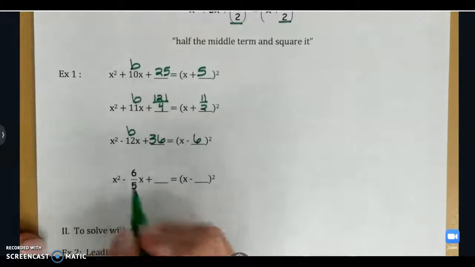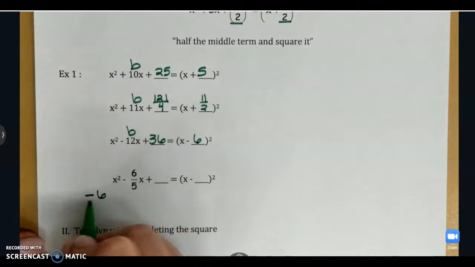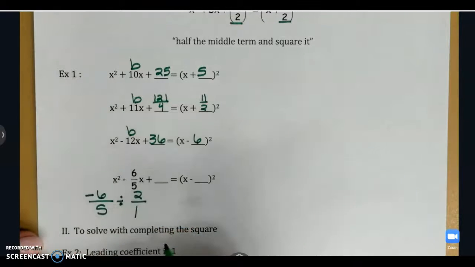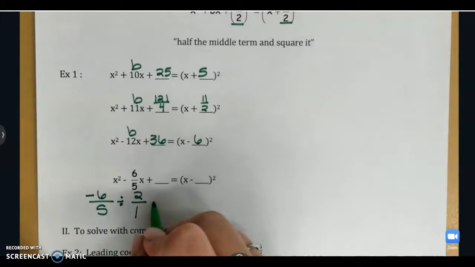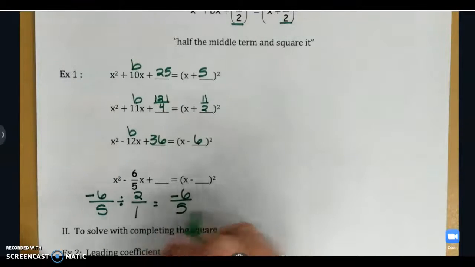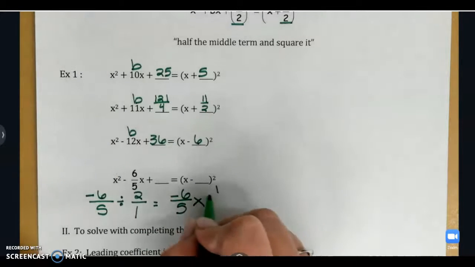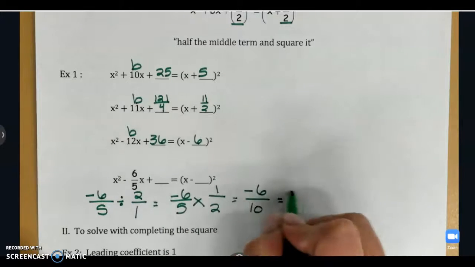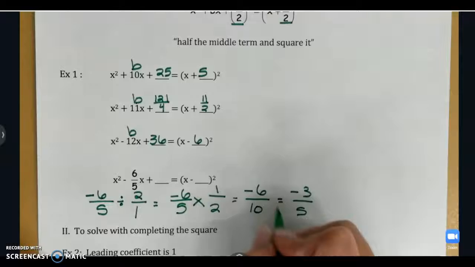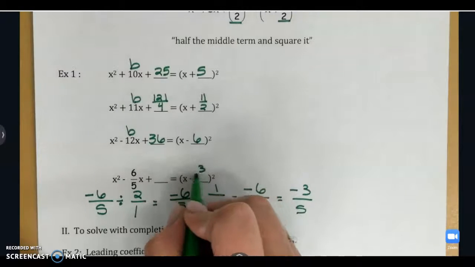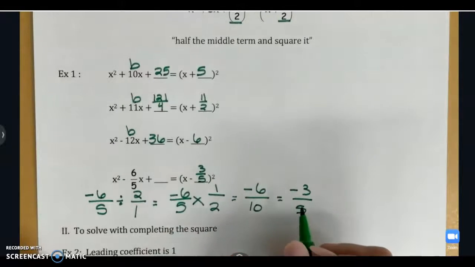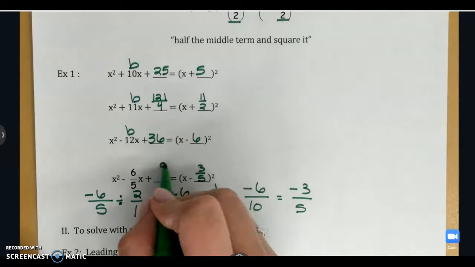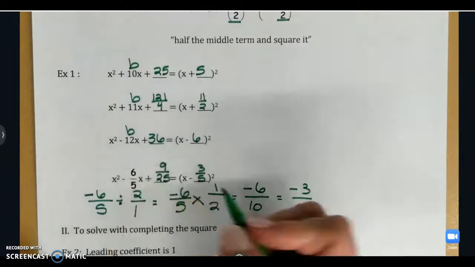And last one, I have a fraction here. I need to find half of that. So I'm going to divide it by 2, which is the same thing as 2 over 1. And if I'm dividing fractions, we keep the first term, change the operation, and flip the second term. So this is going to be negative 6 over 10, which reduces to negative 3 over 5. So that's half of b. So x minus 3 over 5 squared is going to be from our perfect square, and when we square that term, we get 9 over 25.